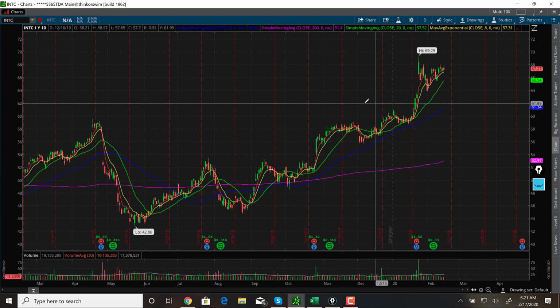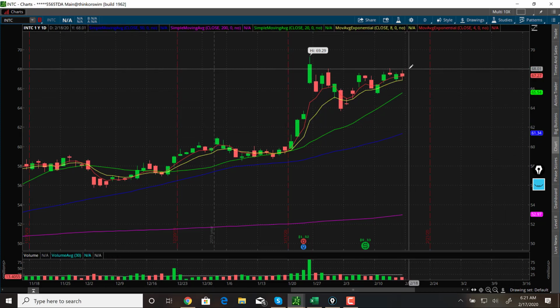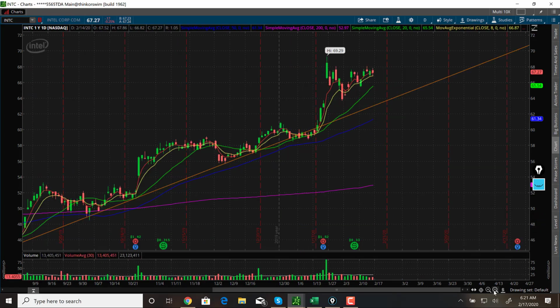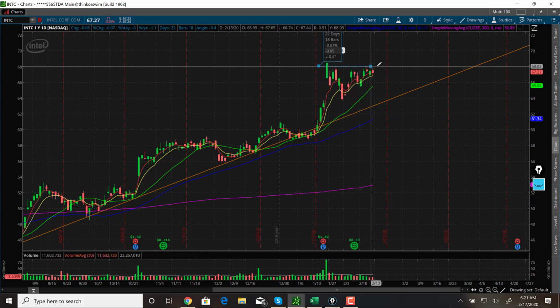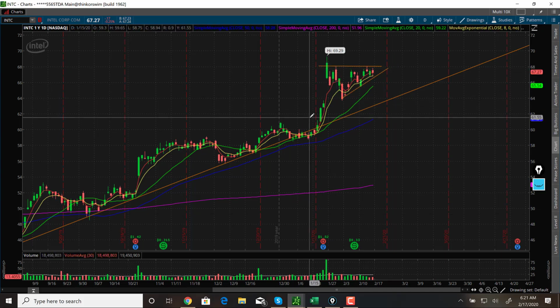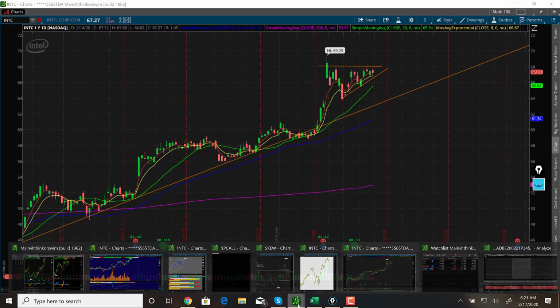Alright, I do like this one. It's holding resistance at 68. I believe it should be breaking out here soon. Let's see what kind of premium we can get here. So it's kind of forming a flag, or an ascending triangle, however you want to look at it. Let's see what we could get for the 65s.